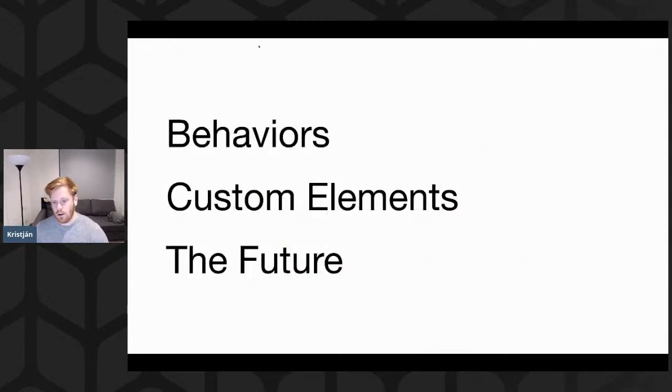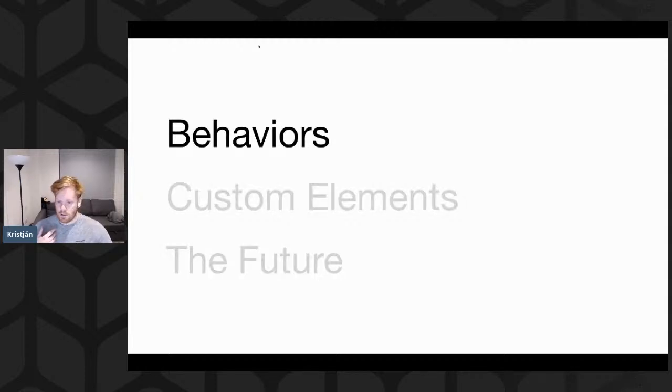Now, I wanted to talk about 3 things today in my talk. I'm going to talk about how front-end behaviors, we call them behaviors, are structured in the GitHub.com code base, how we write custom elements at GitHub, and I'll look at a demo of a custom element that we have at GitHub.com, and then some things that we're excited about in the future.